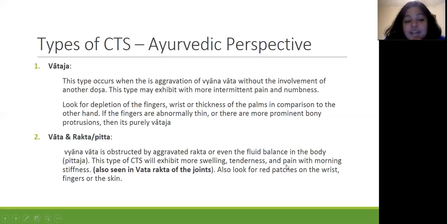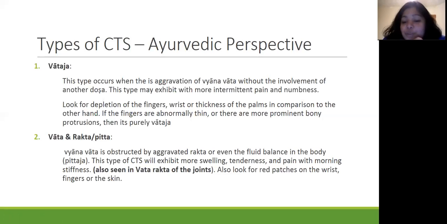So in the vata and rakta or pitta type, there'll be more swelling, more amount of tenderness, which means if you touch it, it's more painful. There'll be pain in the morning stiffness, which again, another sign of vata rakta. And also seen in vata rakta of the joints. So you can basically say this is vata rakta of the tendons, and that is vata rakta of the joints, which is similar to rheumatoid arthritis or certain cases of gout, okay?